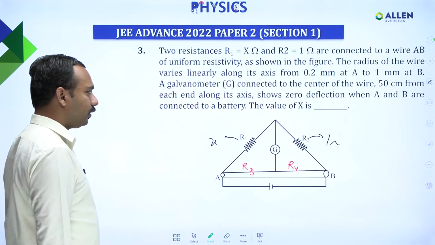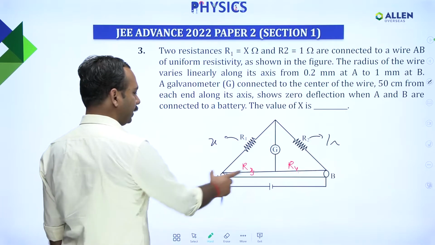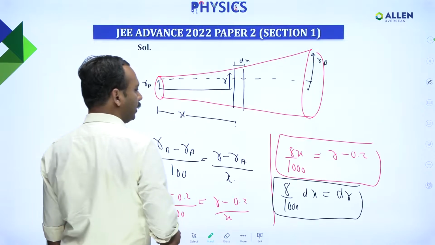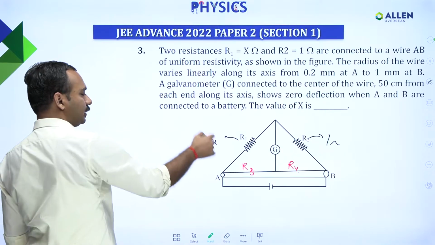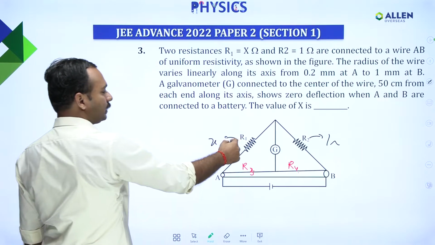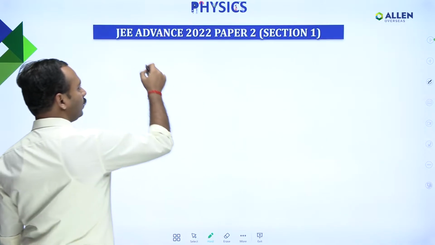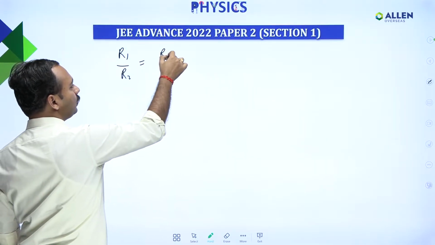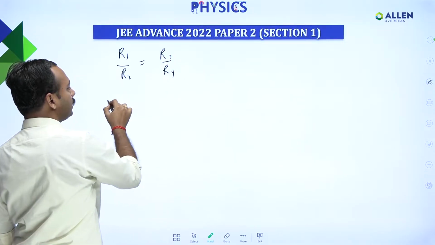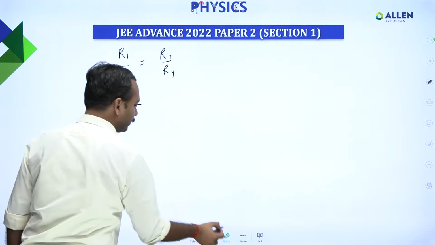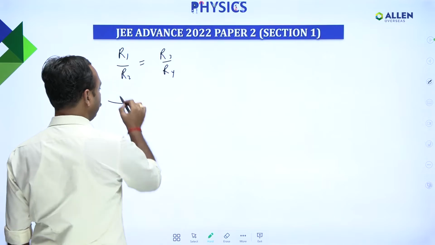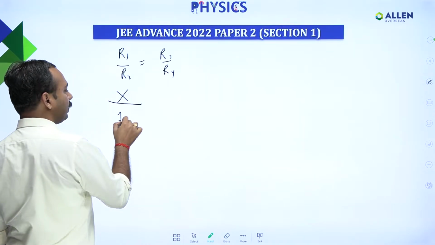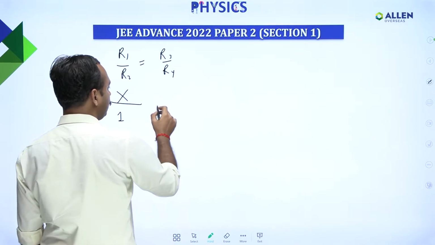Now, if you really want to see the resistance for the left element and right element, the lengths are equal. So can I say R1 by R2 is equal to R3 by R4? R1 is x. Capital X they have considered, so this x is different from what I have taken. Capital X by R2, they have given 1, is equal to R3.